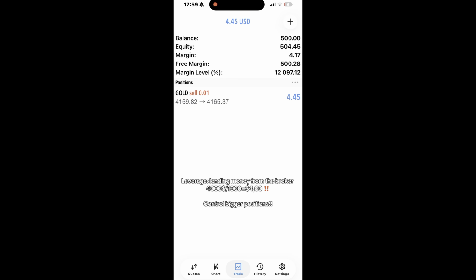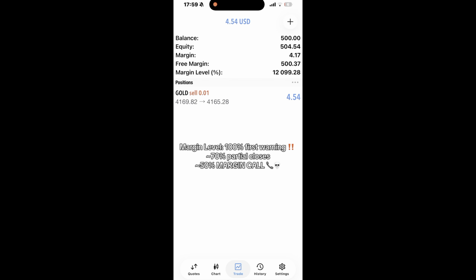Leverage is lending money from the broker to have more margin free. So without leverage, this position would cost us around $4,000 of our own margin capital, but we only have to lend $4 of our $500 balance to hold this position open. Now, this does not mean that you can open more positions. Really, this is where people lose their accounts. If your margin level reaches the 100% level, you are at risk of a margin call.